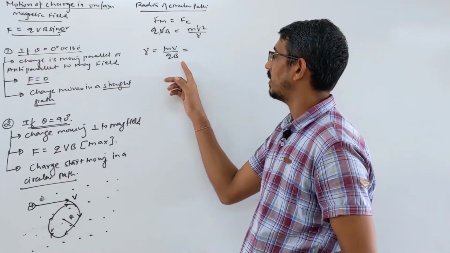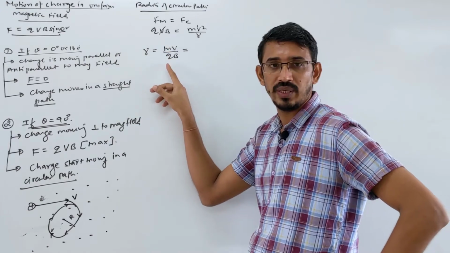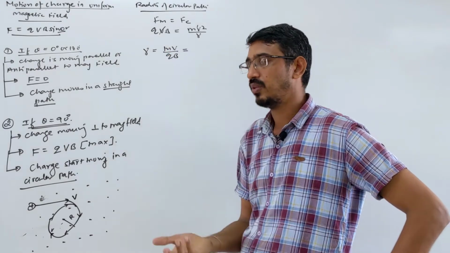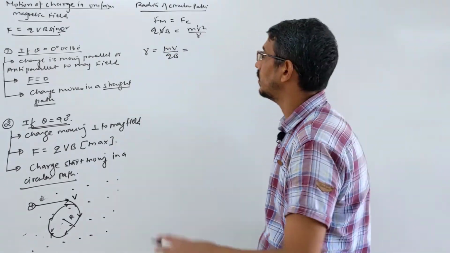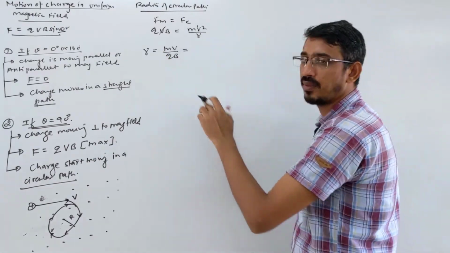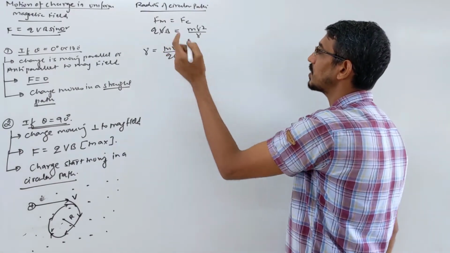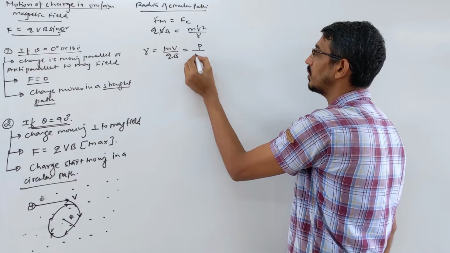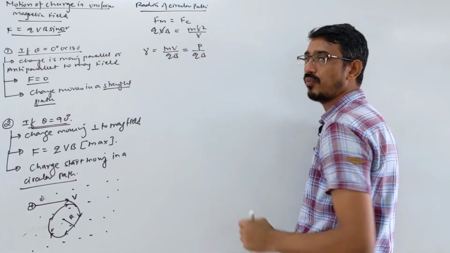So velocity is the same, then radius depends on mass and charge only, right? And we know the mass and charge. So this formula can be written in another format. Look at mass into velocity, also called momentum, so you can also write p upon qB. This is the momentum format.